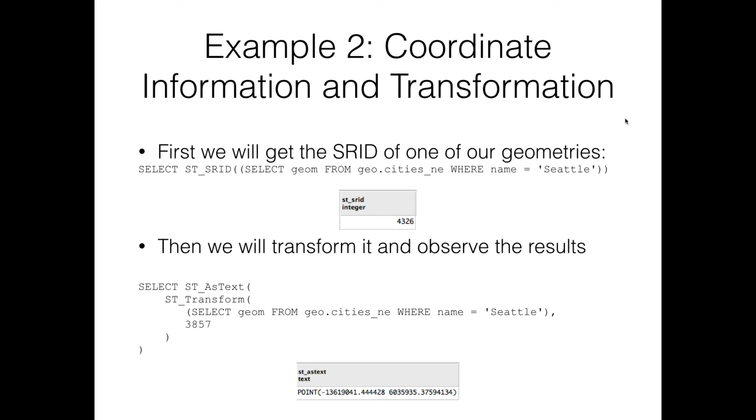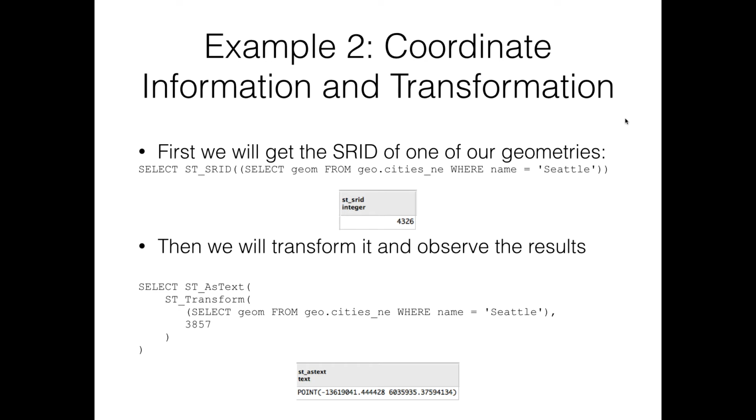So the first example here, we're pulling that point from the cities table, and we want to just tell us the SRID. It's 4326. And then we've got the second query here, transforming it. So we're pulling that same point and then using the st_transform function to convert it to Web Mercator. And then we want to look at it as text.